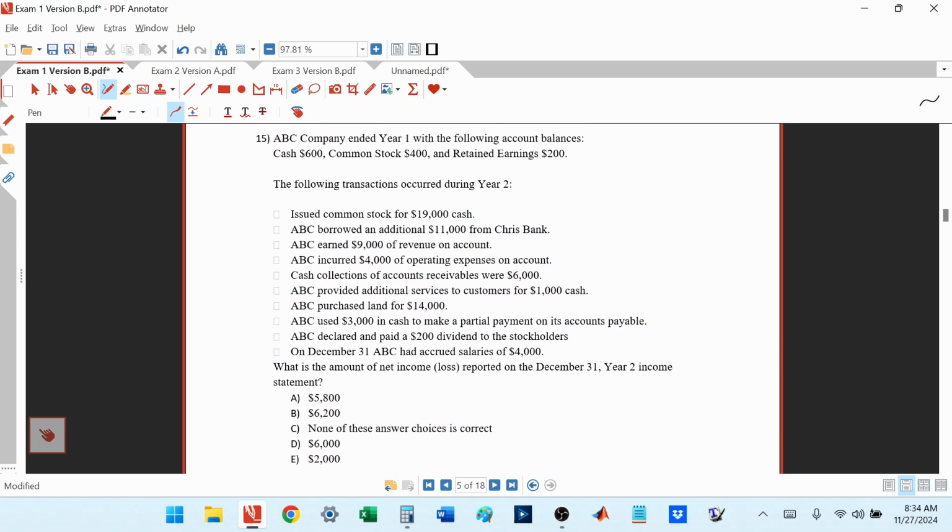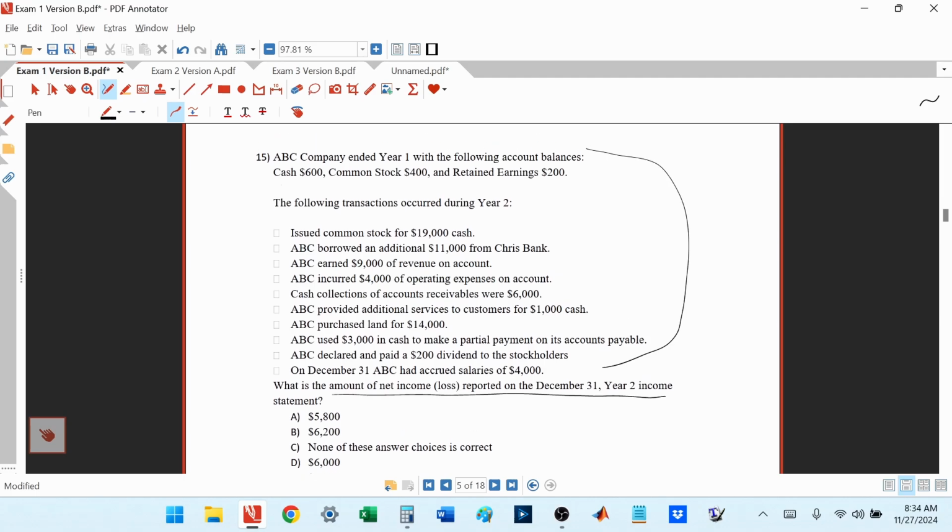Anytime you see this much given information, just jump straight to the question. What is the net income for year 2? So all this information is about year 1, not relevant. The following transactions occurred during year 2, and we want net income in year 2. Net income is always revenue minus expense. So we want the revenues minus the expenses, and that'll give us our answer. So the first thing, when we get cash from issuing stock, that's not a revenue. We can't have revenue from our own shareholders.